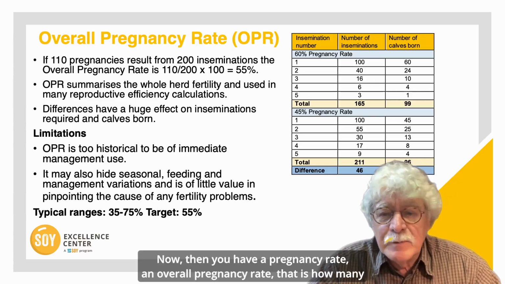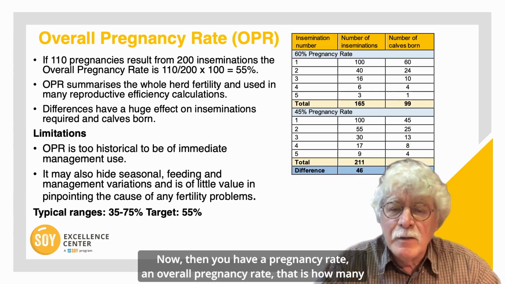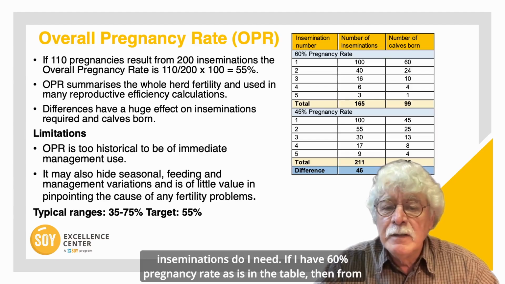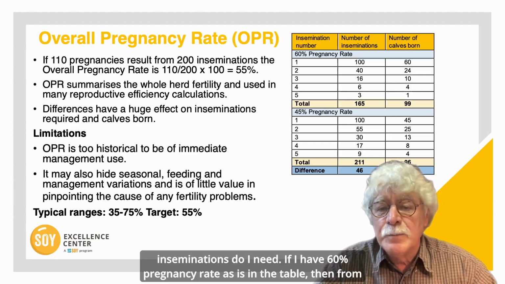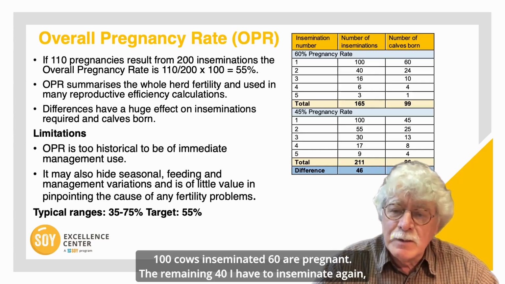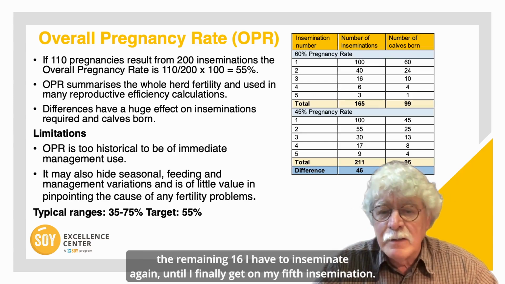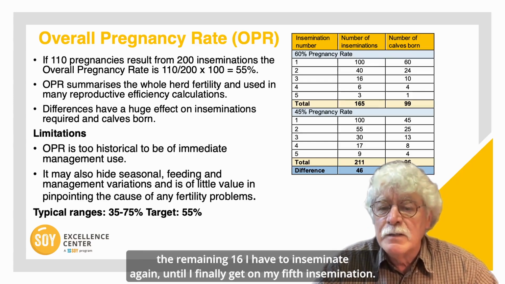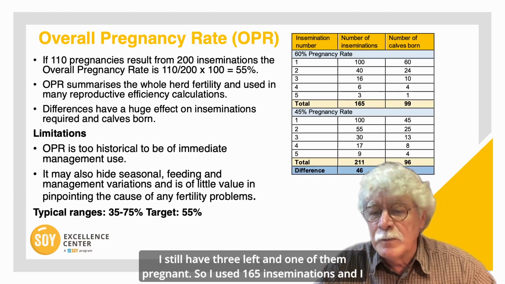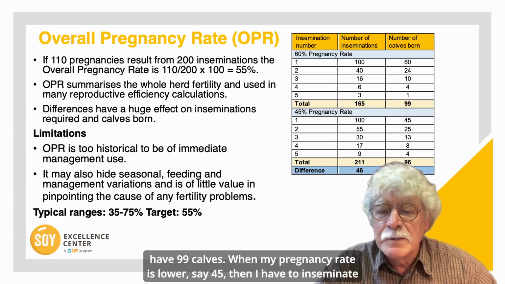Now, then you have a pregnancy rate, an overall pregnancy rate. That is how many inseminations do I need? If I have 60% pregnancy rate, as is in the table, then from 100 cows inseminated, 60 are pregnant. The remaining 40 I have to inseminate again. The remaining 16 I have to inseminate again, until I finally get on my fifth insemination. I still have 3 left and 1 of them pregnant. So I used 165 inseminations and I have 99 calves.